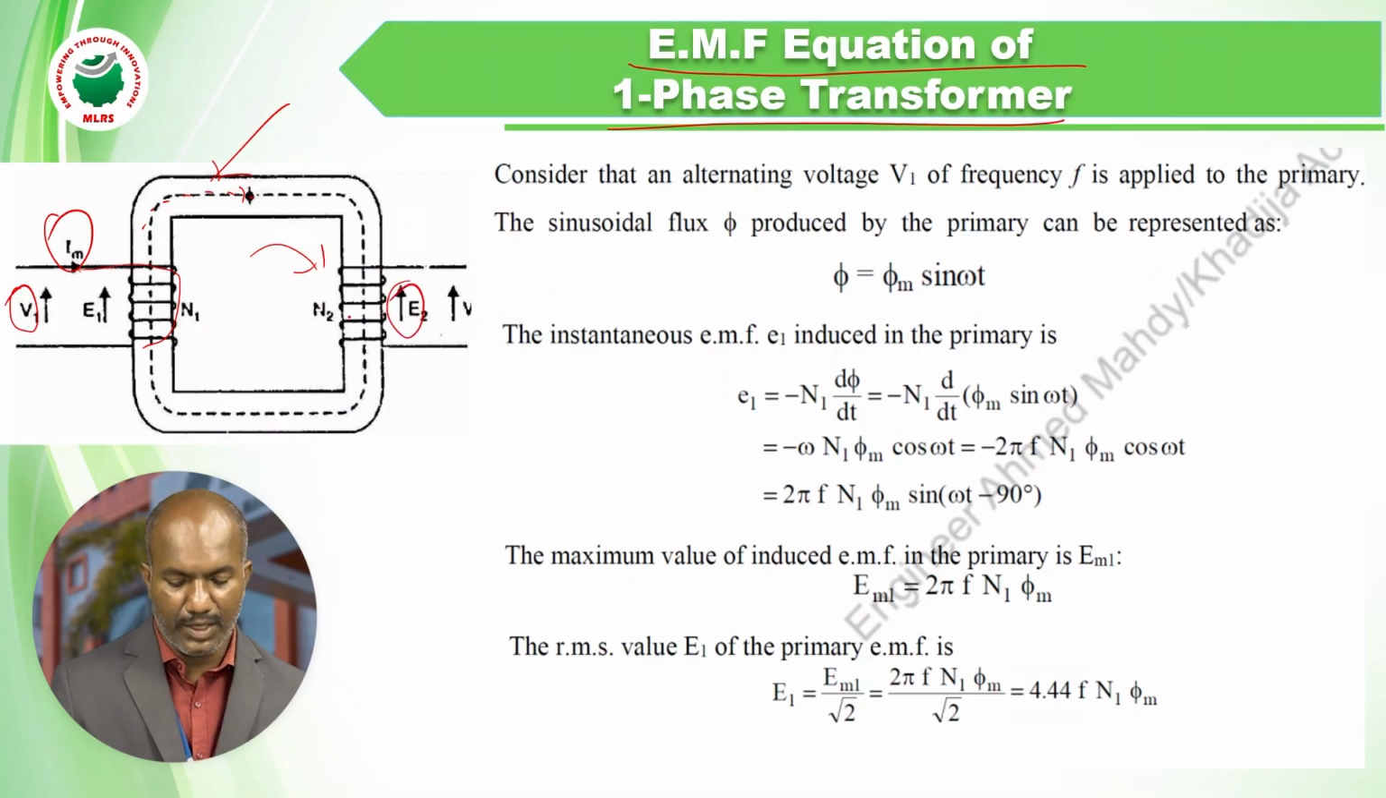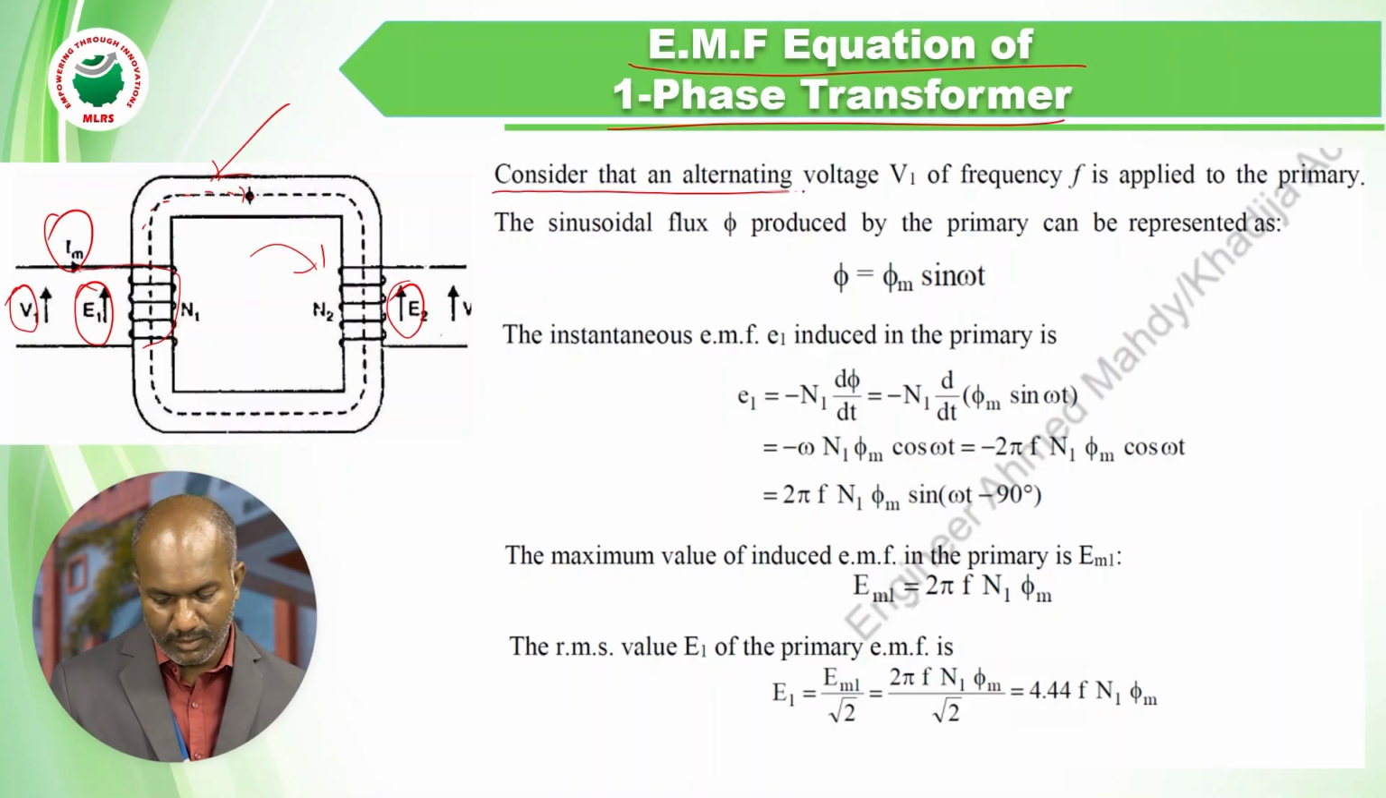So E2 is the induced EMF in the secondary winding. Here, see, the same flux is also linking with the primary winding. So there is also some EMF induced in the primary winding. So E1 is the induced EMF in the primary winding. E2 is the EMF induced in the secondary winding.